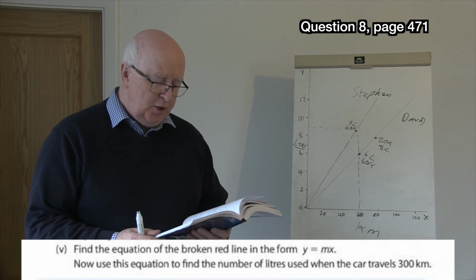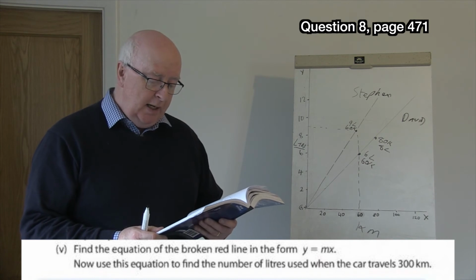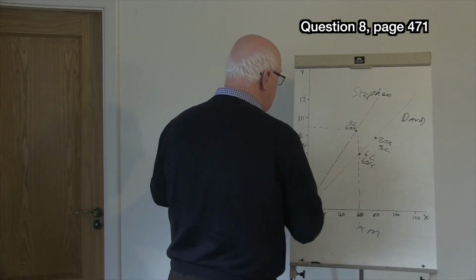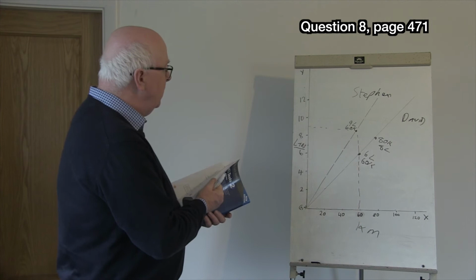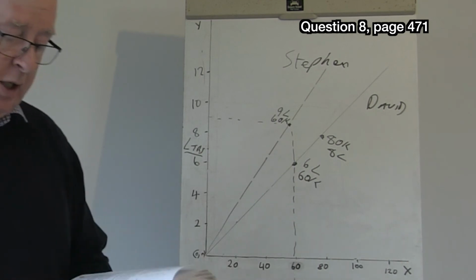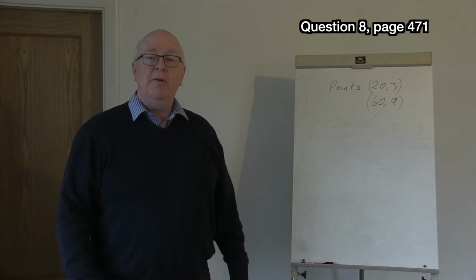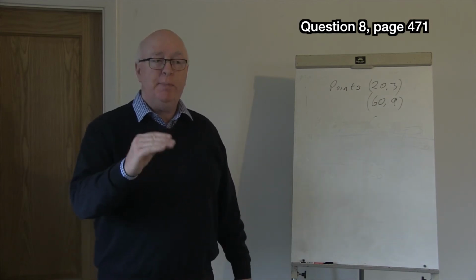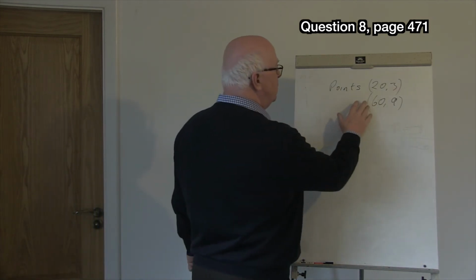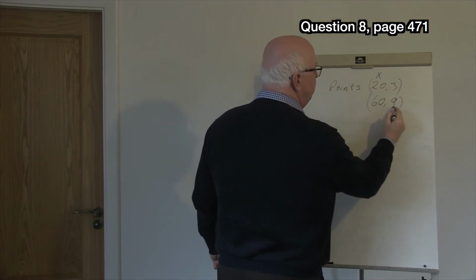And the last part of this question, a little bit of work on that one: find the equation of the broken red line in the form y equals mx. So we're looking for the broken red line. The first thing you need to do is look for 2 coordinates along that. Now we're asked to get the slope of the broken red line that represents Stephen's journey. So the first thing we need to do is pick the 2 points, and these are the 2 points I've chosen: 20 and 3, and then 60 and 9.